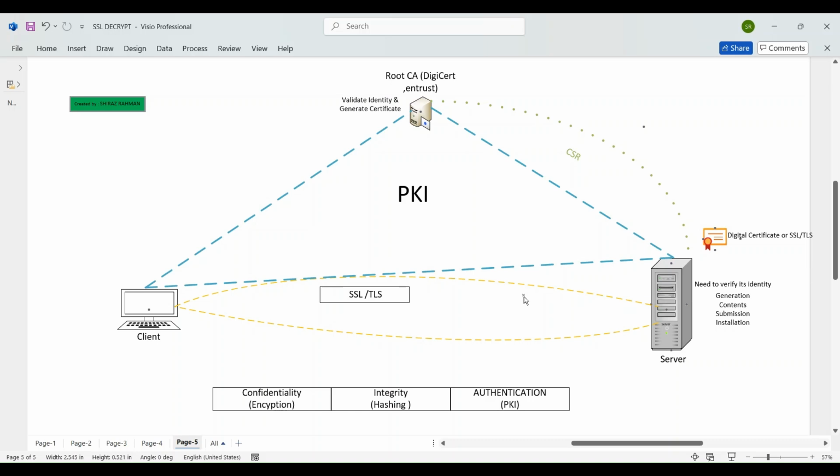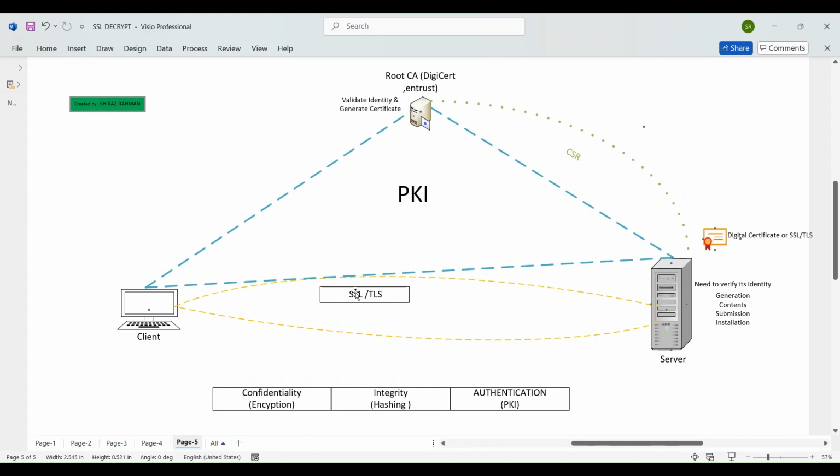Hello, good morning. Let's talk about SSL tunnel and PKI. So, last time we had a discussion about a secure connection between a client and a server which is hosted on the internet. The client wants to access this server, which is on the internet, and the internet is not secure.